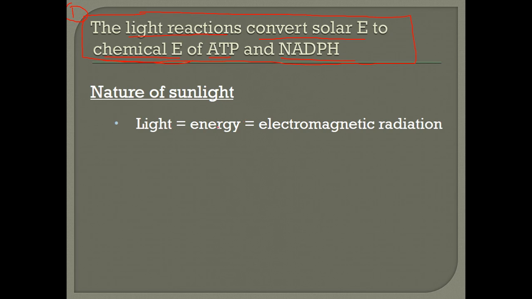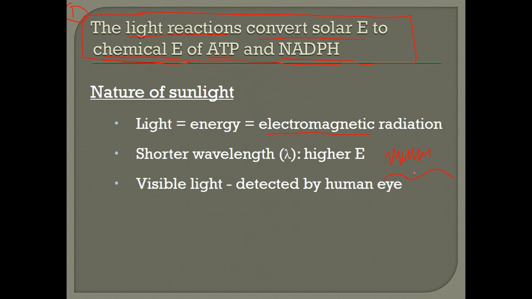Okay, so light equals energy, also called electromagnetic radiation. The shorter the wavelength, the higher the energy. And this is the Greek symbol lambda, that's for wavelength. So if you think of violet light, that has a really short wavelength. There's my beautiful wavelength. Whereas red light has a much longer wavelength.